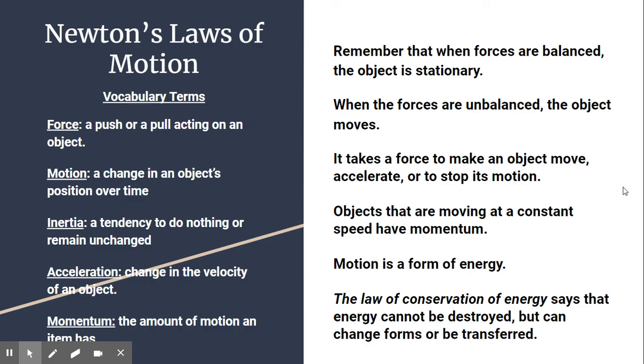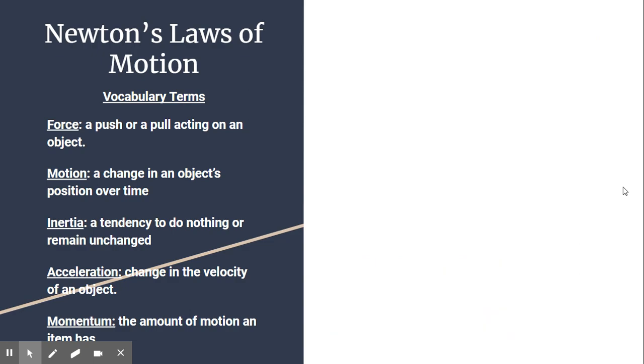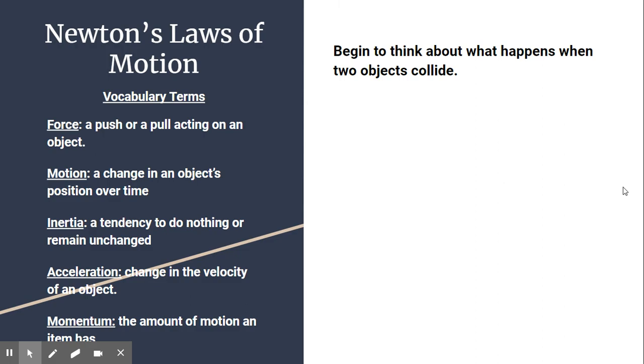It takes a force to make an object move, accelerate, or to stop its motion. And objects that are moving at a constant speed have momentum. Motion is a form of energy. Moving objects have energy. Our law of conservation of energy says that energy cannot be destroyed, but can change forms or be transferred. So I want you to start to think about what might happen when two objects collide.